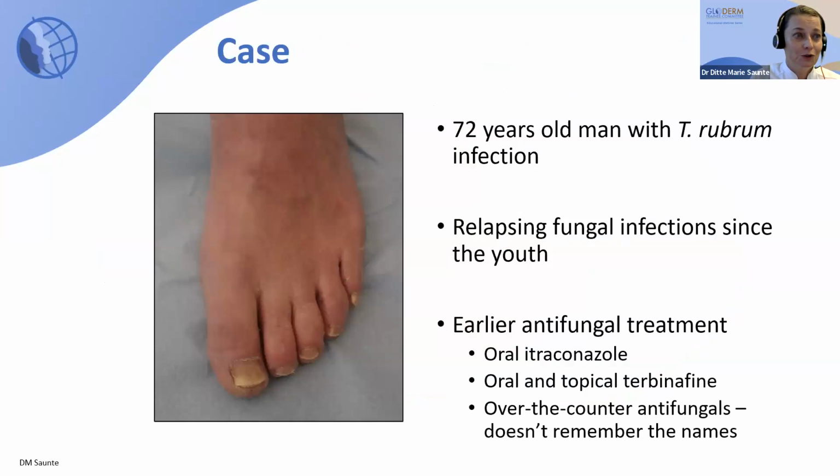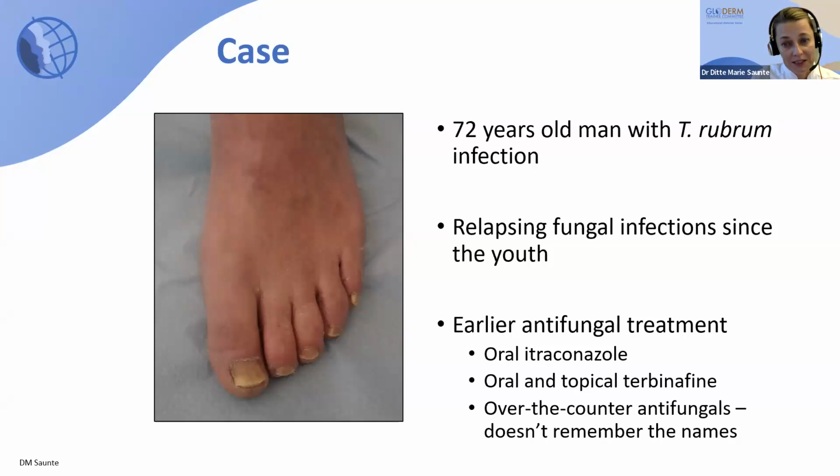So I'd like to introduce to you another of my cases. This is a 72-year-old man with Trichophyton rubrum infection. He had had this relapsing fungal infection since he was young, and he had been treated before with oral itraconazole, oral and topical terbinafine, and a lot of over-the-counter antifungals, and he didn't remember the names. And it's very usual that patients also borrow antifungals from their neighbors or family members because they are very widespread and very easy to get.